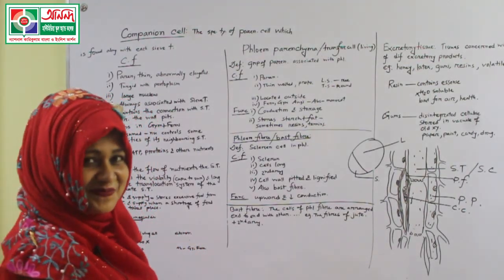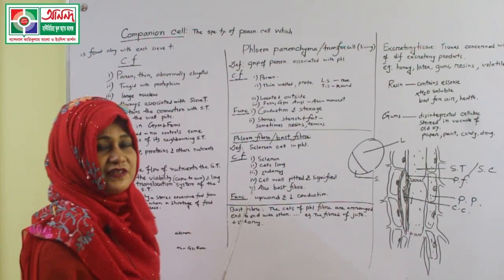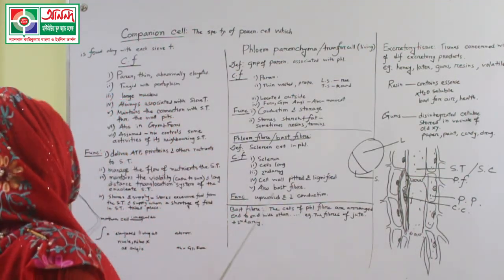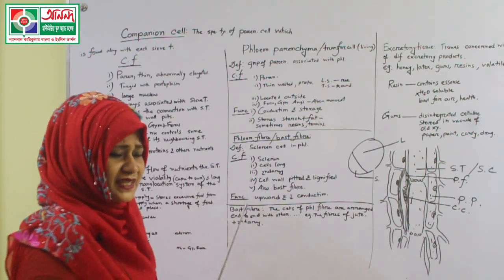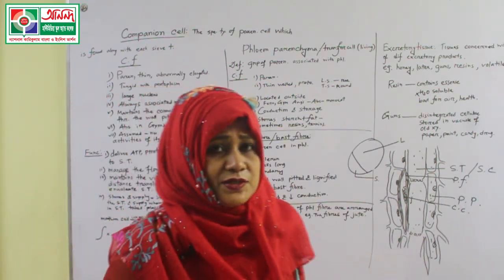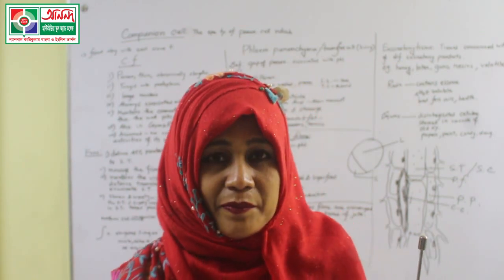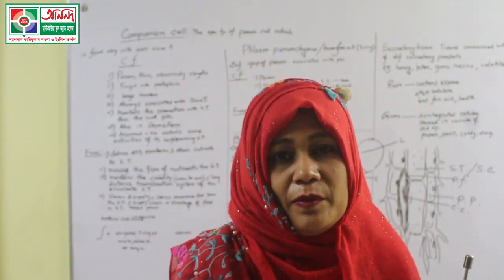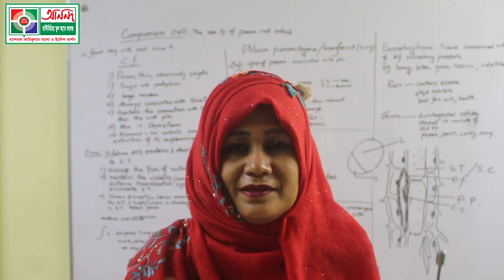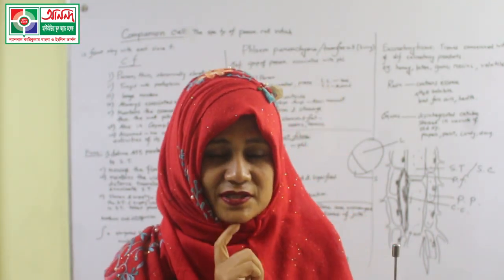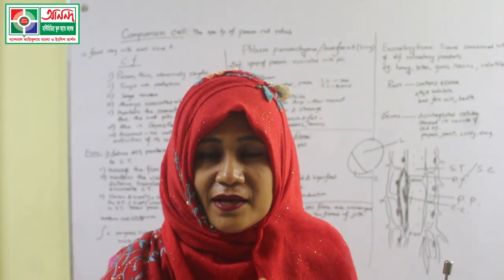Is it easy? Now, phloem fiber or bast fiber. What do you mean by phloem fiber or bast fiber? Definition. Students, always when you read a new topic, you just remember the previous topic. That means in the structure of the phloem, there are 4 structures. Number 1 was what?